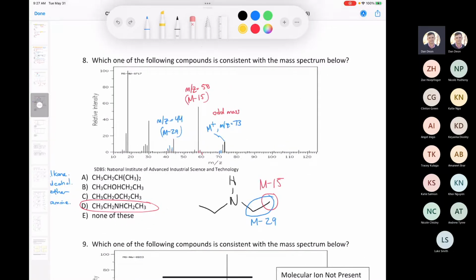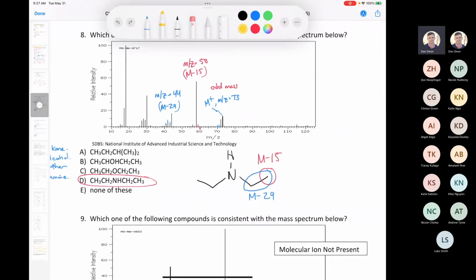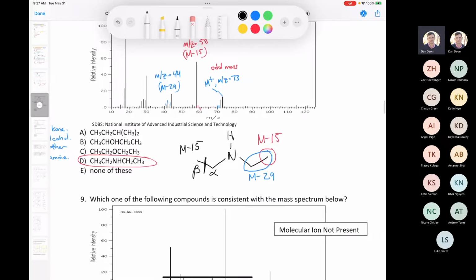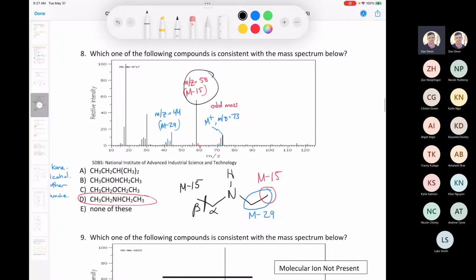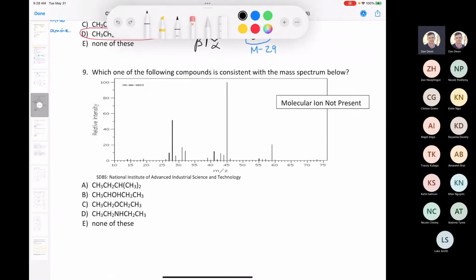And we talked about loss of methyl and loss of ethyl. We also talked about alpha fragmentation or alpha cleavage, and this would be an alpha carbon, and this is your beta carbon. So if you were to break this bond, that would also give you M minus 15, the same peak that you see here. So this could either result from just the loss of the methyl radical or an alpha cleavage, which would produce the same radical.